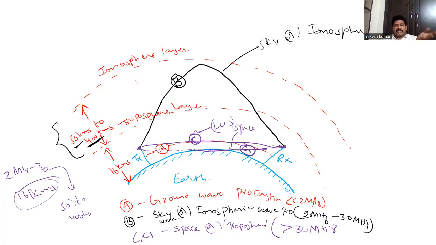At what height does it transmit? It transmits in the ionospheric layer, the layer above the Earth surface at 50 kilometers to 400 kilometers. And the third mode of propagation is space wave, tropospheric or line of sight, whose signal frequency is greater than 30 megahertz. It transmits at a height above the surface of up to 16 kilometers. So these are the three modes of propagation.